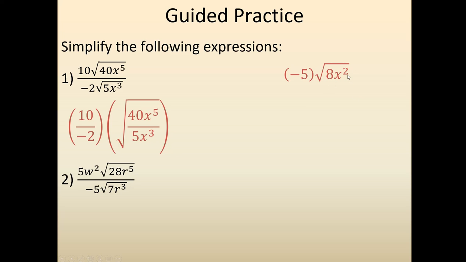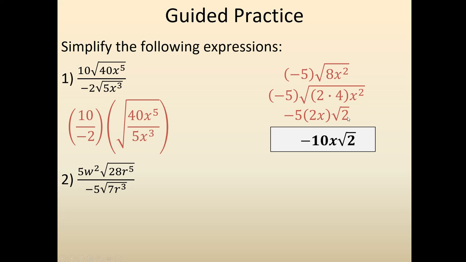From here, once again, I can actually simplify this. It's very similar to what I had before. So 8 can be rewritten as 2 times 4. 4 times x squared, that's a perfect square. So the square root of that will be 2x. So we get negative 5 times 2x times rad 2, which gets me negative 10x rad 2.